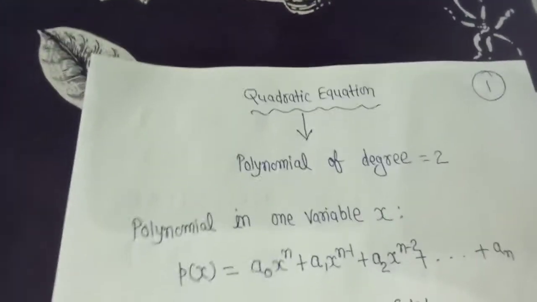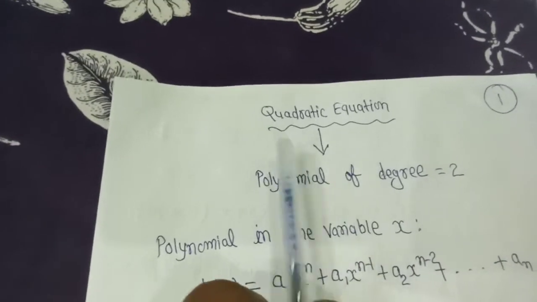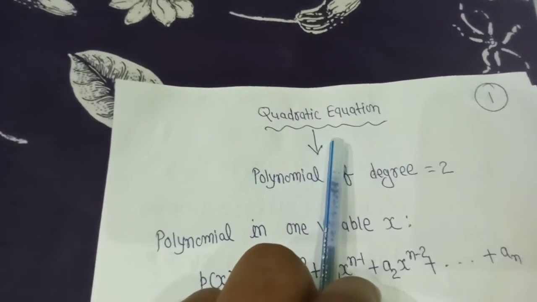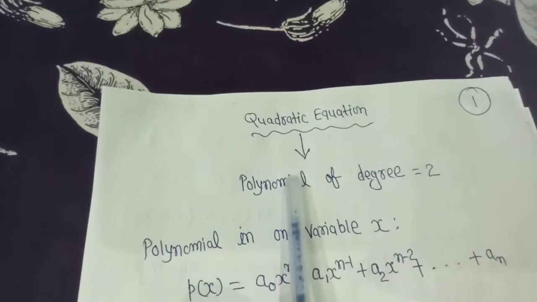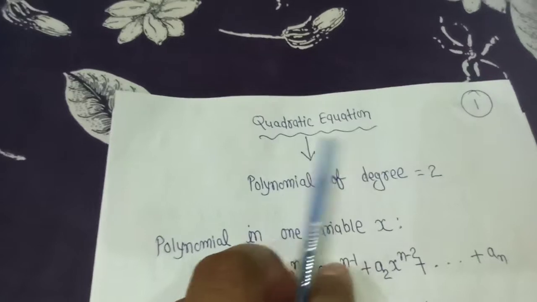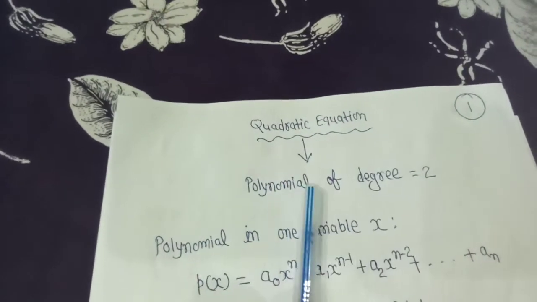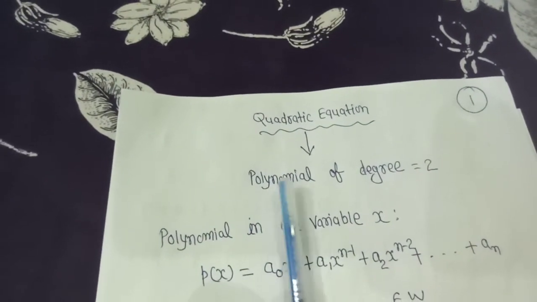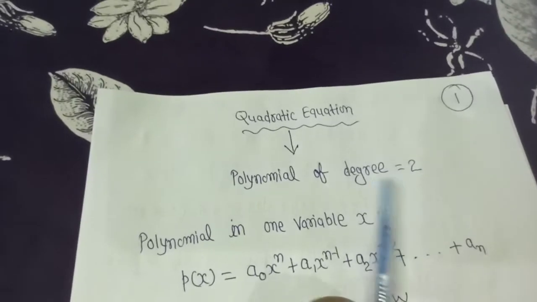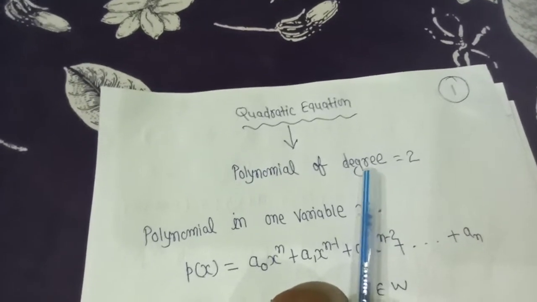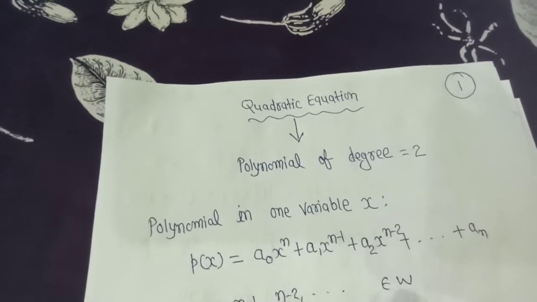Hello students, I am going to discuss quadratic equation for standard 10. So what is quadratic equation? This quadratic equation is a polynomial of degree 2. Any polynomial of degree 2 is a quadratic polynomial.